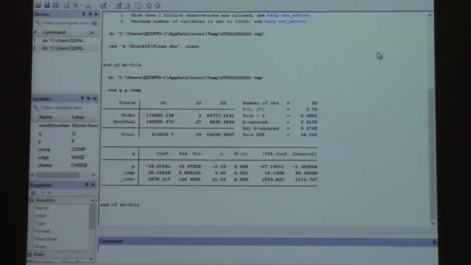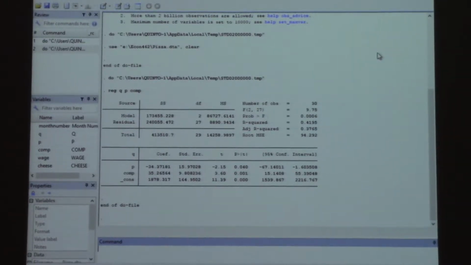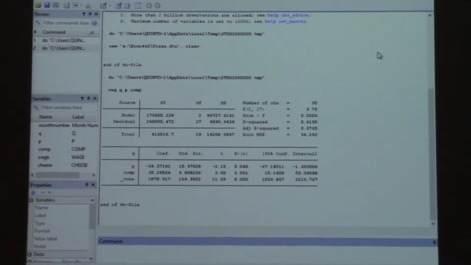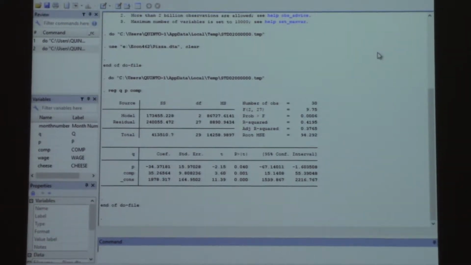So it's going to be gamma 0 plus gamma 1 price of our competitor plus gamma 2 wage plus gamma 3 price of cheese, and we're going to put plus squiggly. We'll use our same notation we used in the PowerPoint. So we're going to run that. We're going to save the error term, which is squiggly hat. So let's run that.